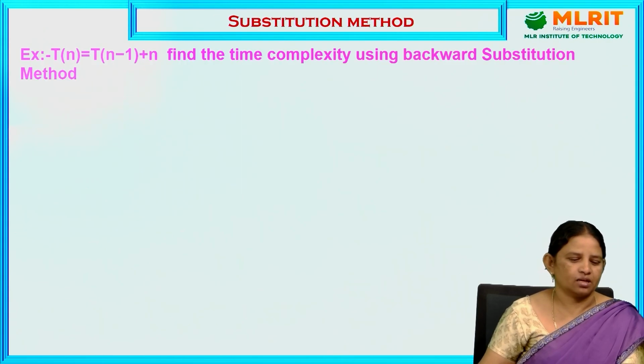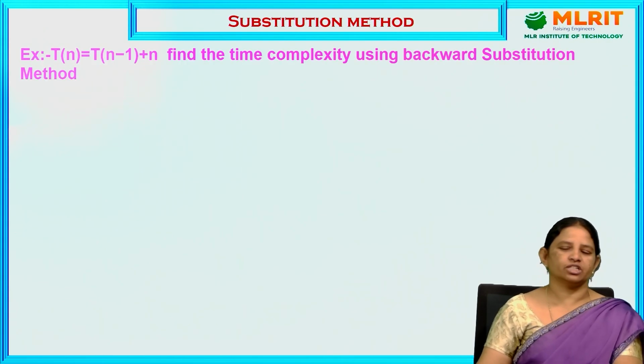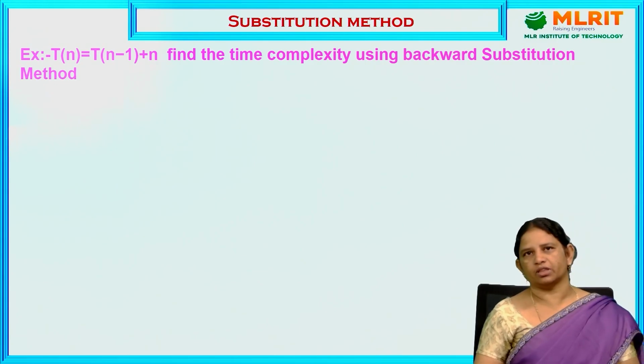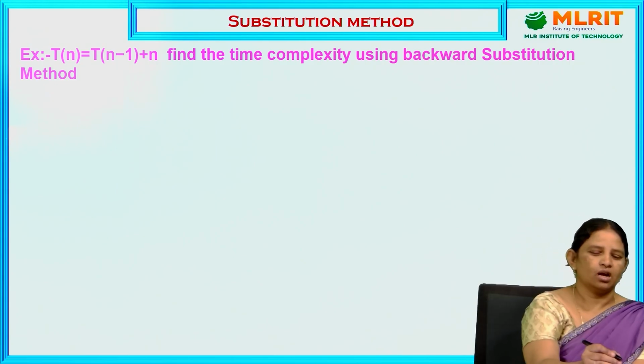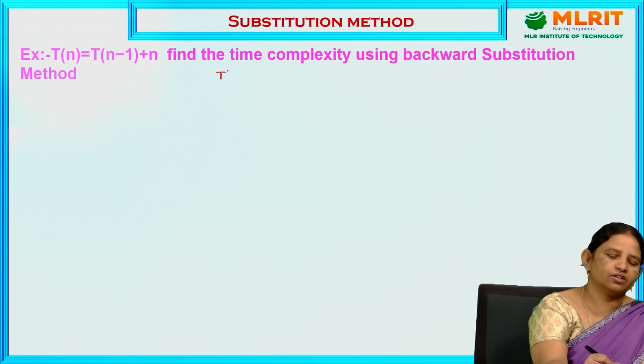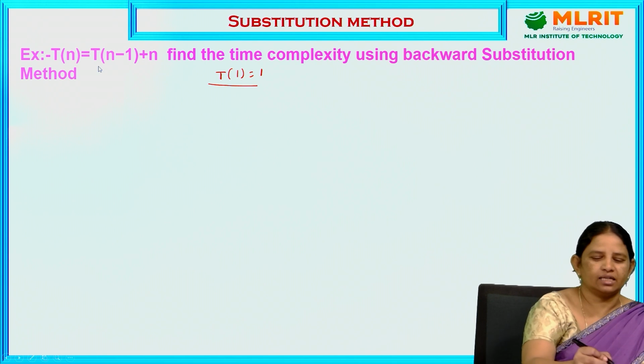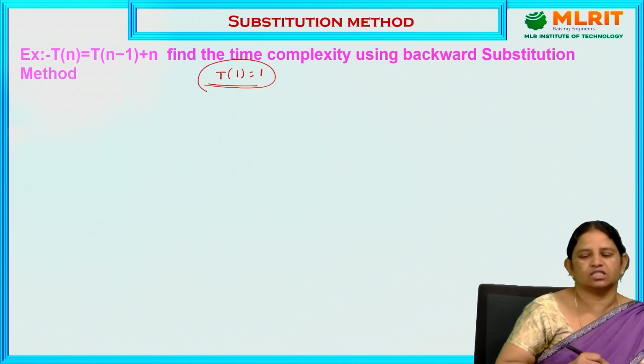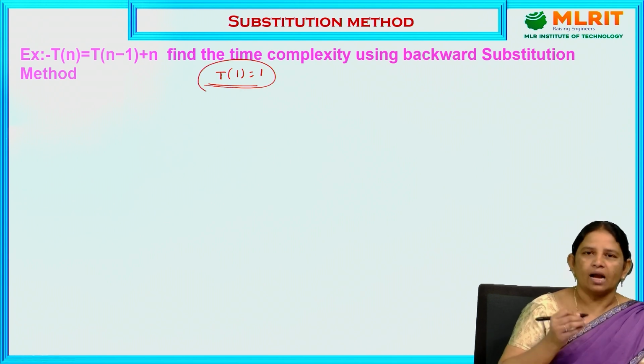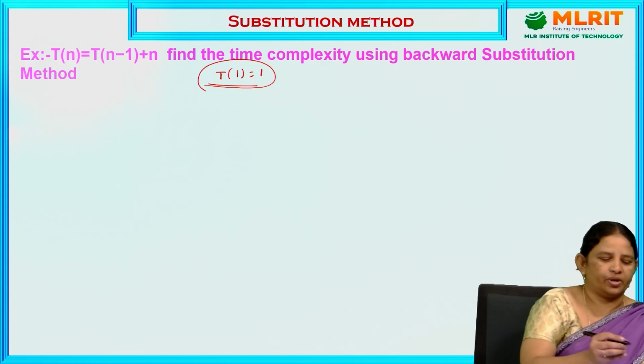Consider the second example. Find the time complexity using backward substitution method. In backward substitution, we have to start from the general case until the base case has to be reached, that is T of 1 equal to 1. Until we get 1, we are going to repeat the equation.